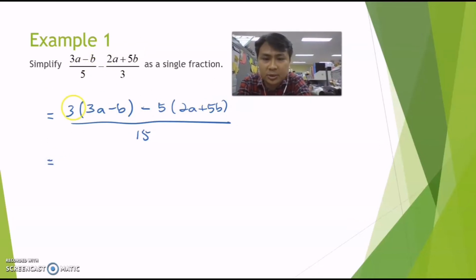Okay, now the next step is we need to apply our distributive law. Right? So 3 is applied to 3a, 3 is applied to negative b. Negative 5 is applied to 2a, negative 5 is applied to 5b. Okay, so we'll expand it now. So positive times positive, we get positive, right? And 3 times 3, 9. There's an a here, so 9a.